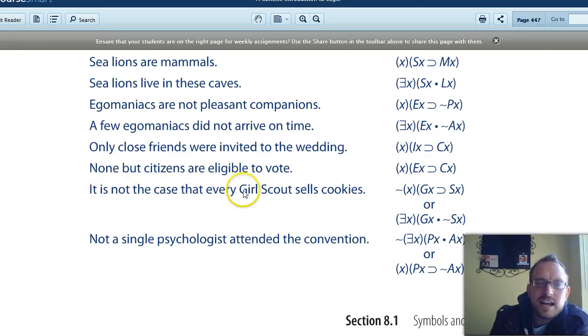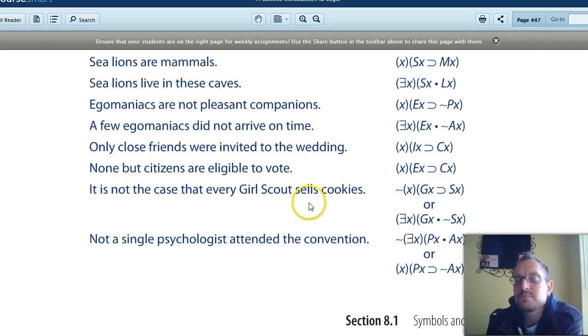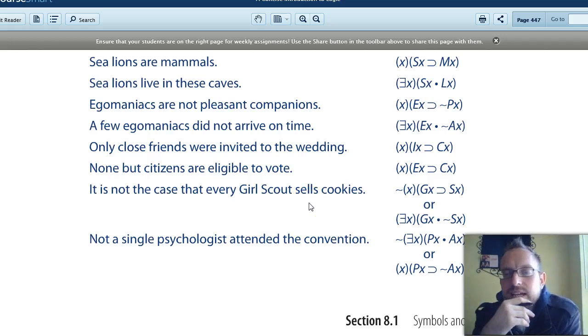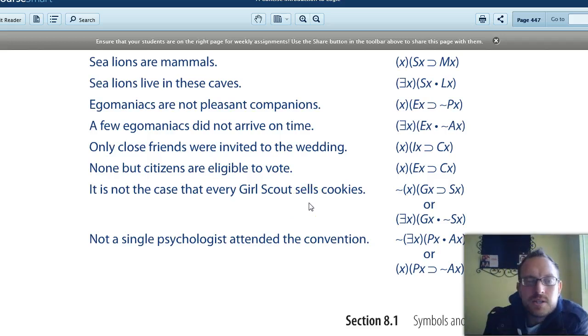It's not the case that every Girl Scout sells cookies, right? Notice there's two different ways to do this, and it depends on how you interpret the meaning of the statement. This one says it's not the case that every Girl Scout, and every here is a universal. So that would be, if you're a Girl Scout, then you're selling cookies. The universal, it's not the case, negated in the front, right?